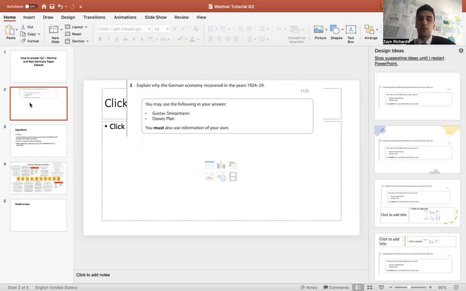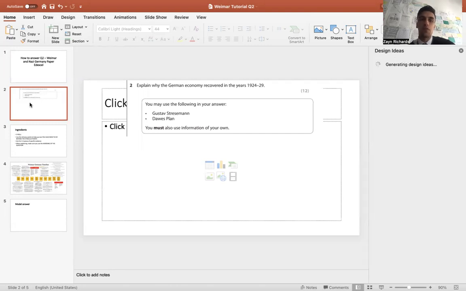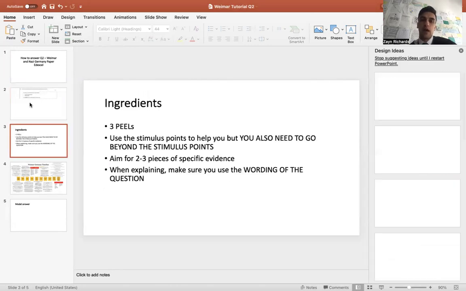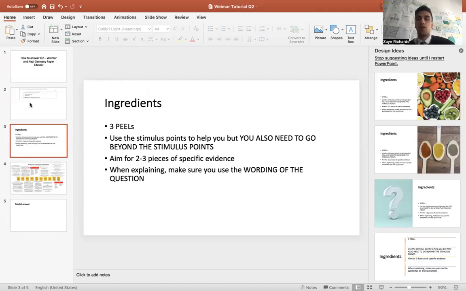Okay, but notice the fact that you do have to use information of your own, and that's going to be important going forward. So for this question, we recommend that you do 3 PEEL paragraphs. Use the stimulus points to help you, but you must go beyond the stimulus points. If you don't go beyond the stimulus points, you cannot access the top bracket of marks, okay? So you want to be going beyond those stimulus points.